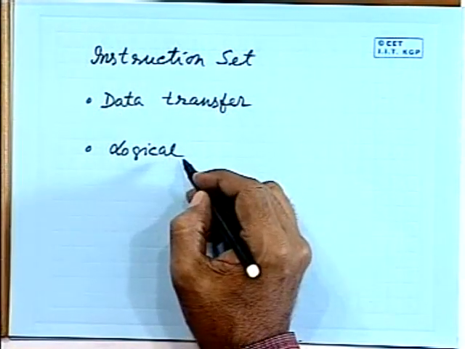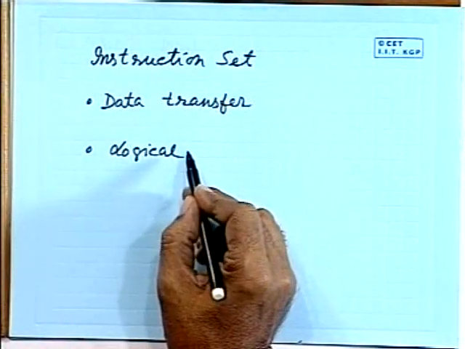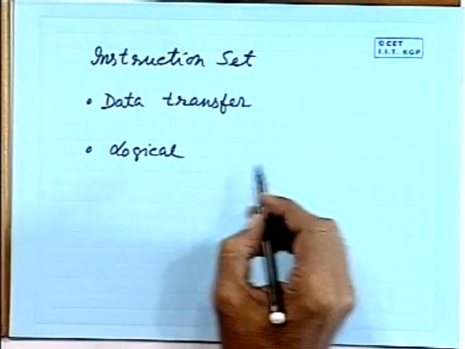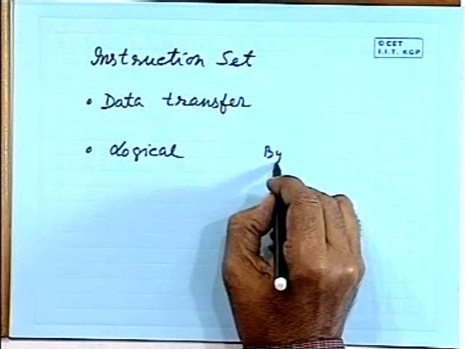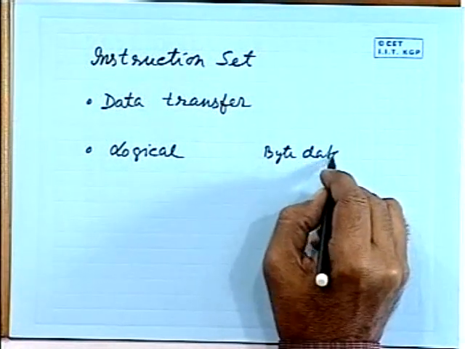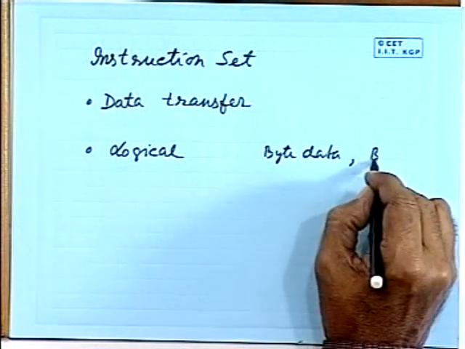With the help of which you will perform various logical operations like set, clear, complement, AND operation, OR operation, exclusive operation, shift rotate operations. These are all logical operations. So you will be able to perform various logical operations, and logical operations can be done not only on byte data but also on bit data.